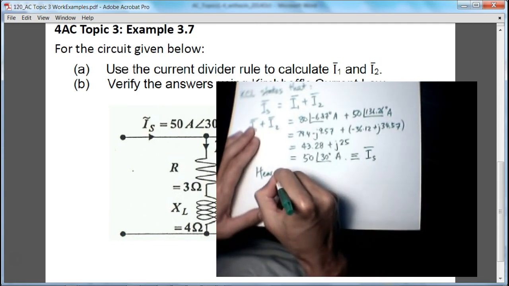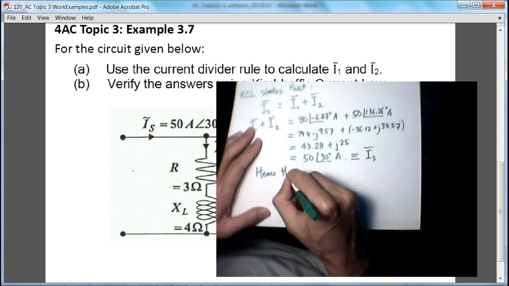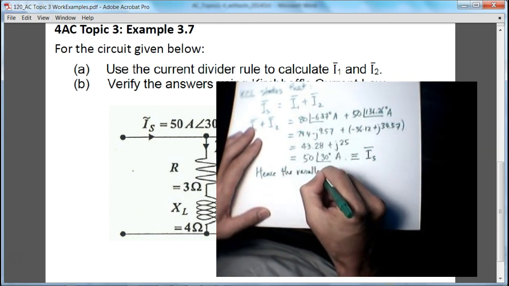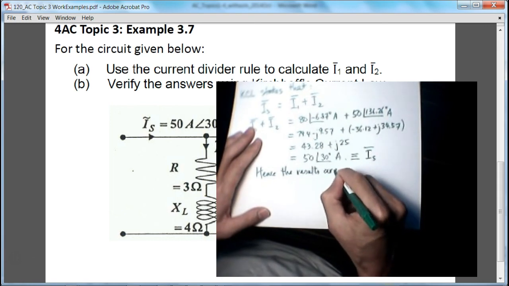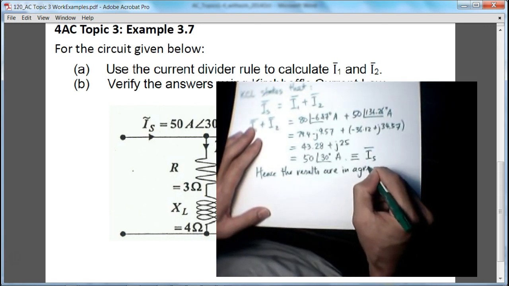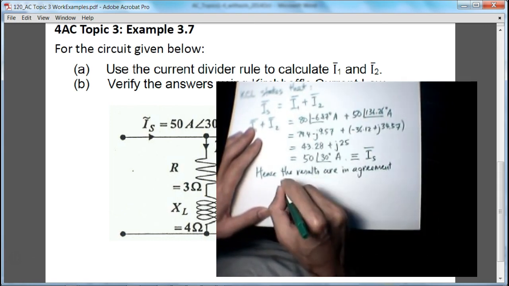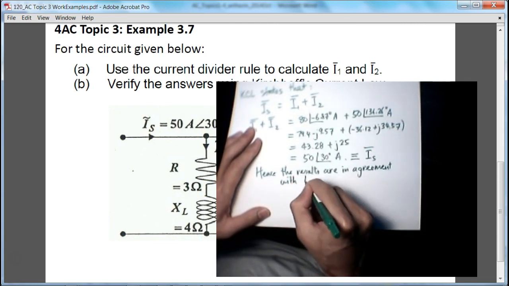Hence, the results are in agreement with Kirchhoff's current law.